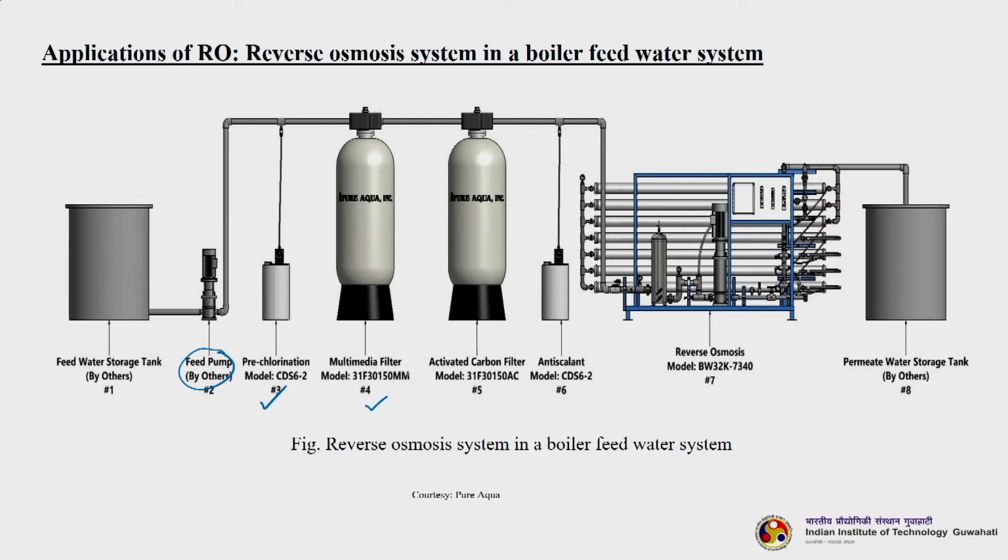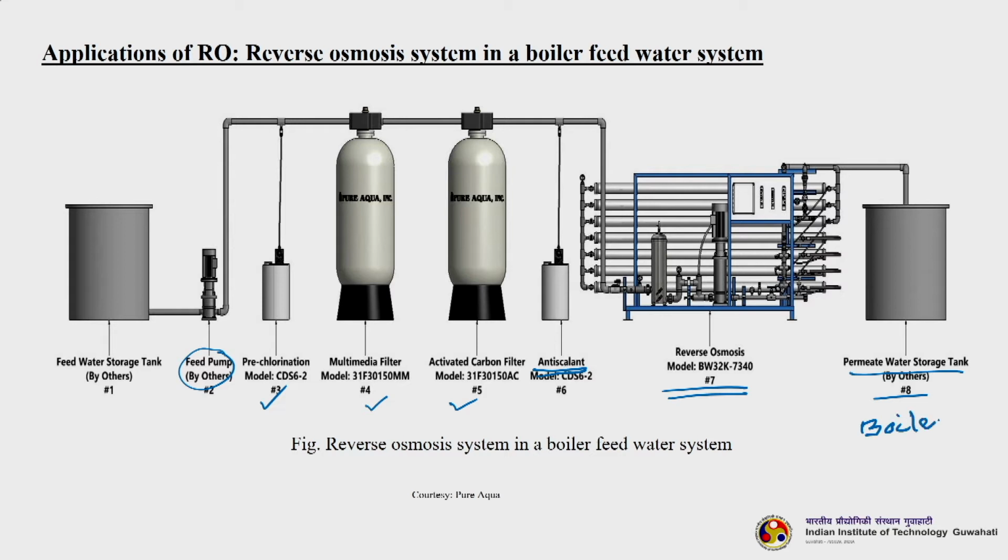First is the multimedia filter, it will remove the suspended solids and other things. Then it goes to the activated carbon filter, it will remove any other ions which are not required and other low molecular weight compounds also. Then you can add an anti-scalant here, right. So, which will reduce the scaling formation inside the RO system, then finally it goes to the RO system, okay. This is taken from Pure Aqua, a company again, a leading manufacturer of RO systems. Then you get a permeate water storage tank. So, this goes to the boiler feed.